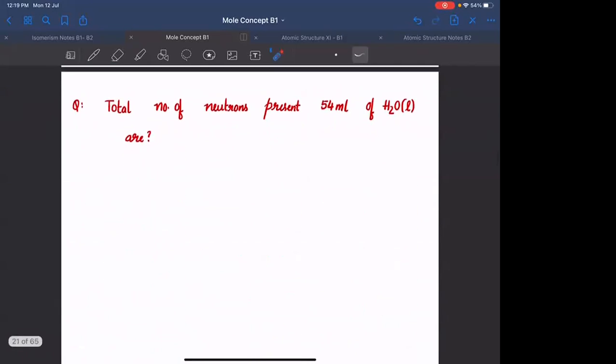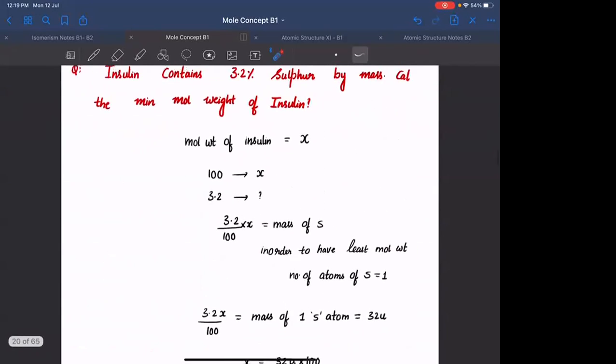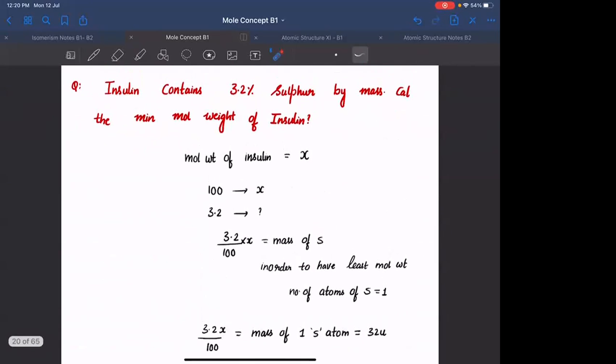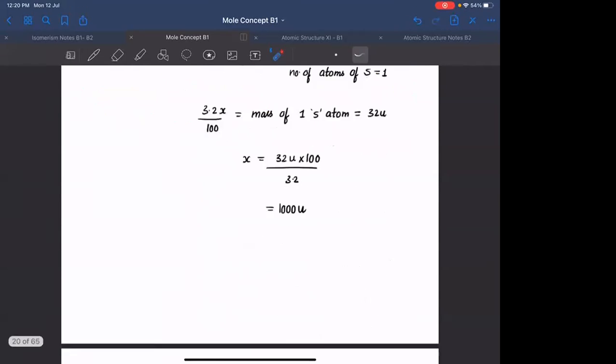Yeah, tell me. The atoms of other elements which are present in insulin, they can also be minimum, to give the minimum weight. They can also be minimum in order to have the minimum weight, but we don't know the mass percentage of them. We are given only the mass percentage of sulfur, right? Okay, so we are not commenting anything about them. Clear?